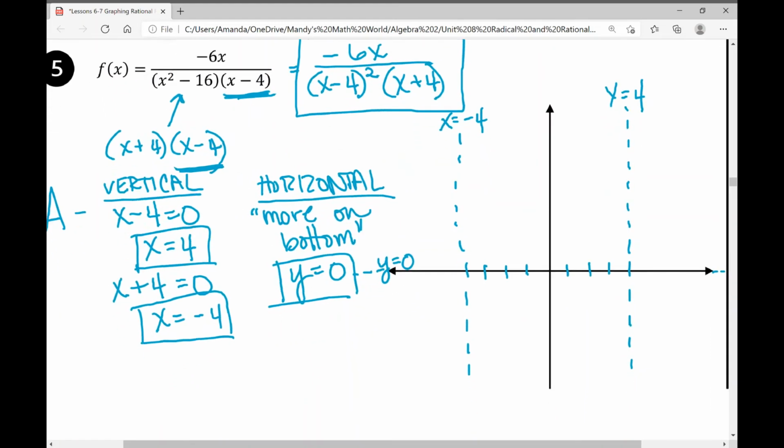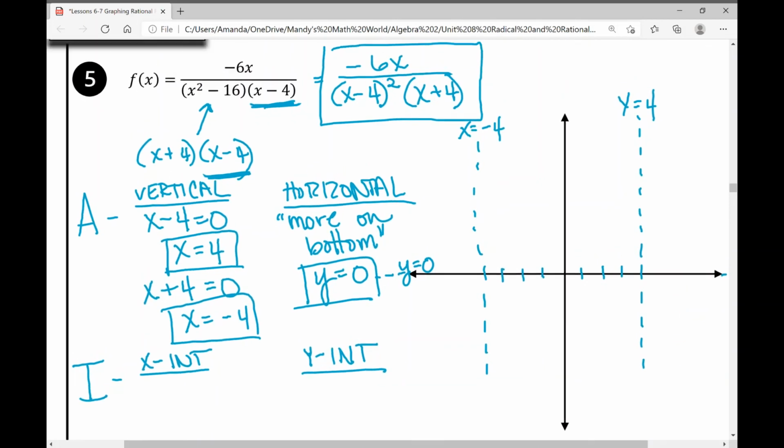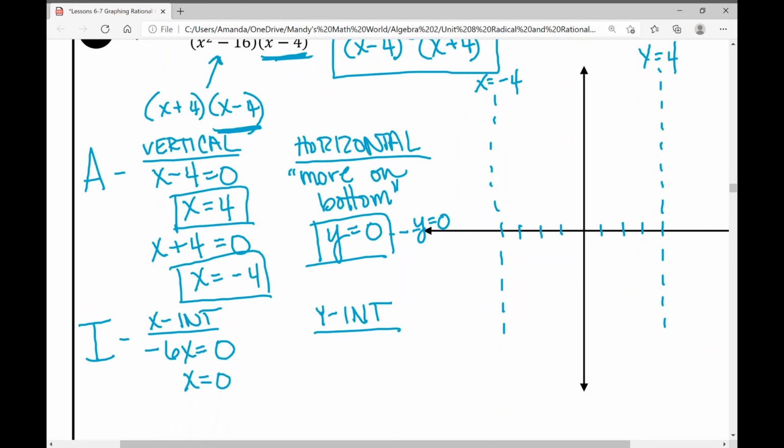So now, next step, we're looking for I, which stands for intercepts. So we're going to look for our x-intercept. Then we're going to look for our y-intercept. And the x-intercept is the solution to the top, right? Because we're plugging in 0 for y. So negative 6x equals 0, which is x equals 0. So our x-intercept, if I were to write it as an ordered pair, is (0, 0). So it's at the origin, right there.